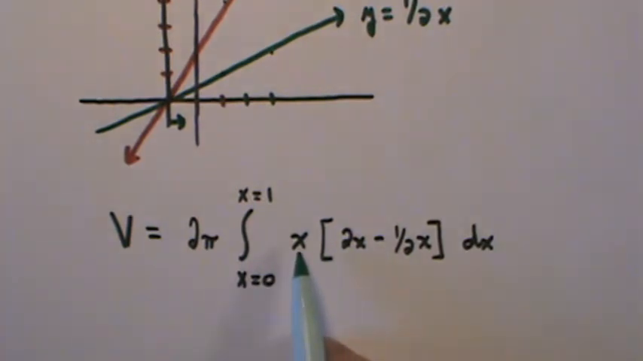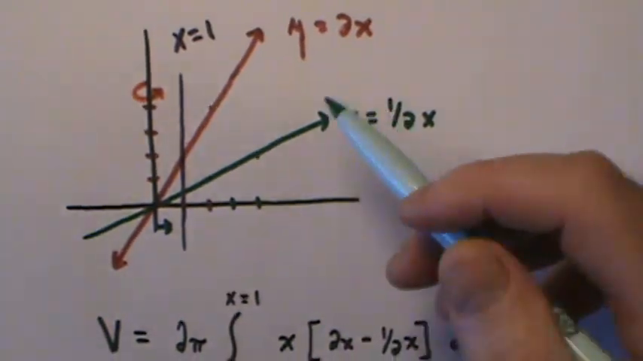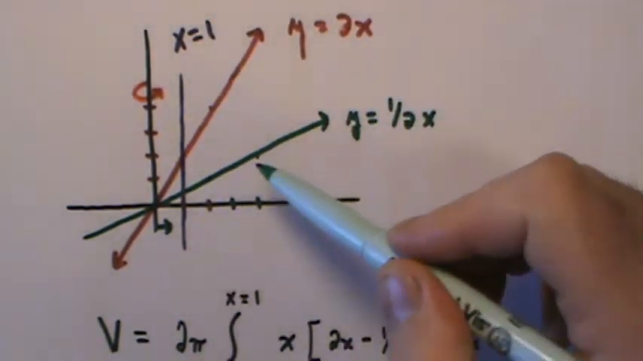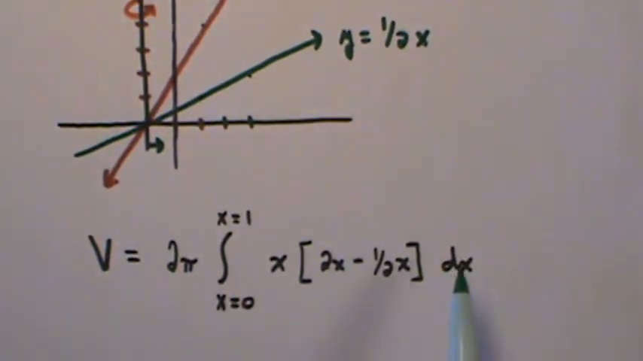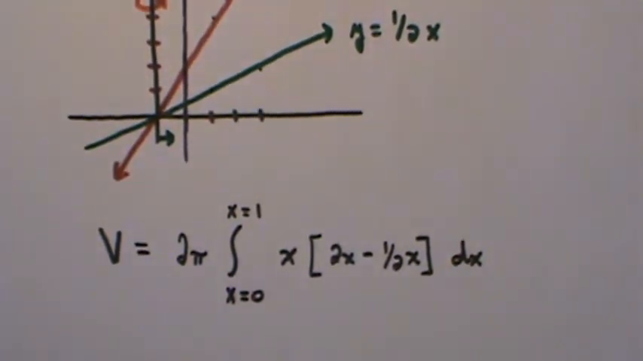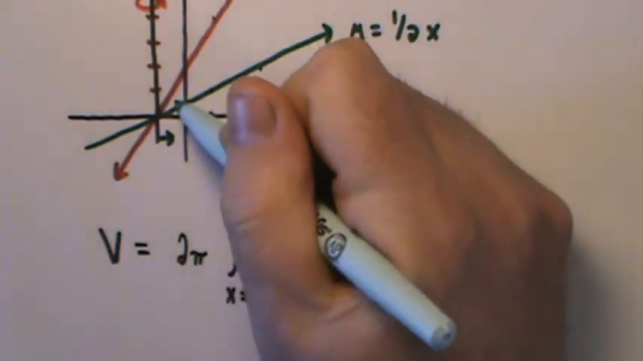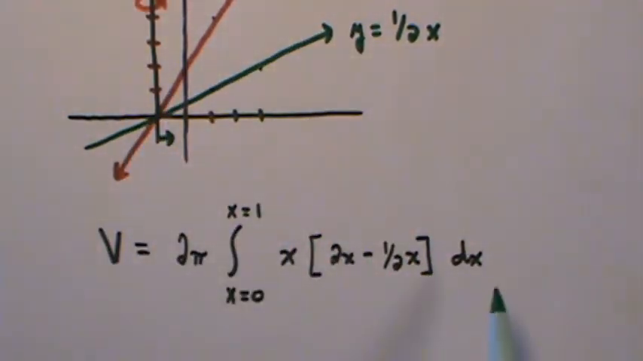So here's my radius. I've got 2 pi radius, and then the height is determined as the 2x minus the 1/2 x, that vertical distance. And then dx, because with the shell method, it's always the reverse of what you were expecting. It's telling me that each one of the shells that you would create has a width that is infinitesimally small. So it'd be dx.